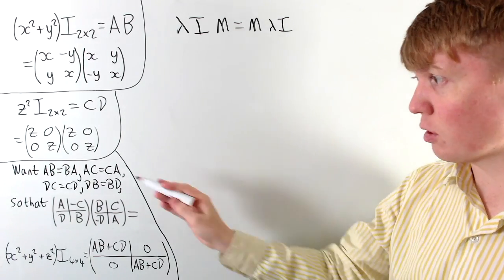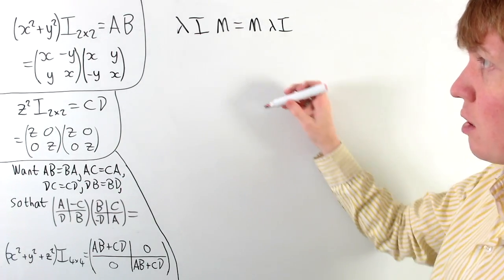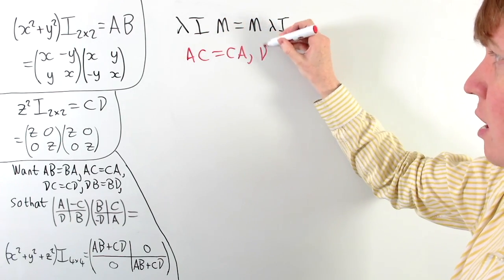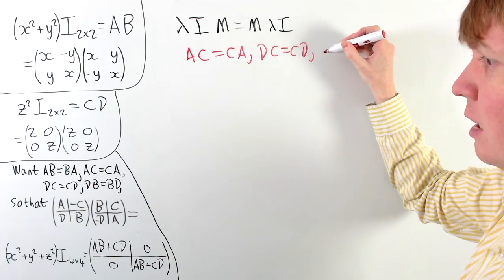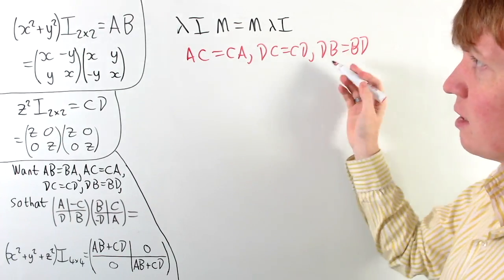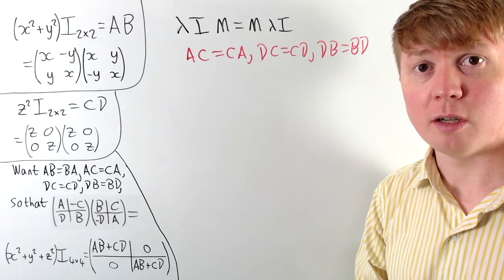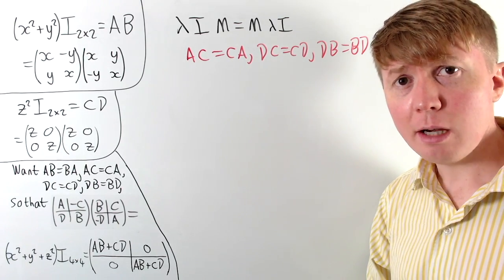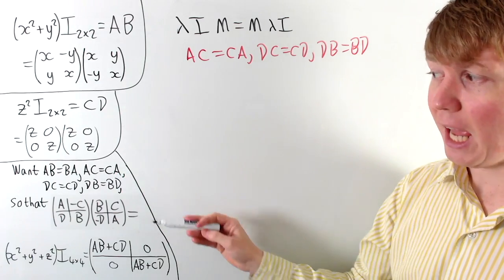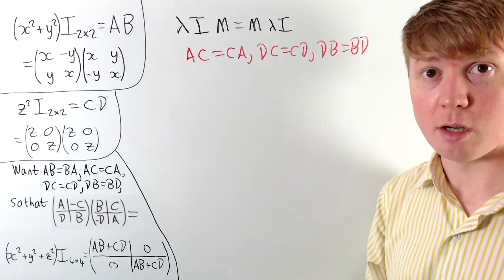So this actually gives us three of our equations satisfied by default. We'll have AC equal to CA, we also have DC equals CD, and we get DB equals BD, just because C and D are both multiples of the identity matrix. So now all we need to do is check that our AB is indeed equal to our BA, and then we'll be able to factorise our matrix.